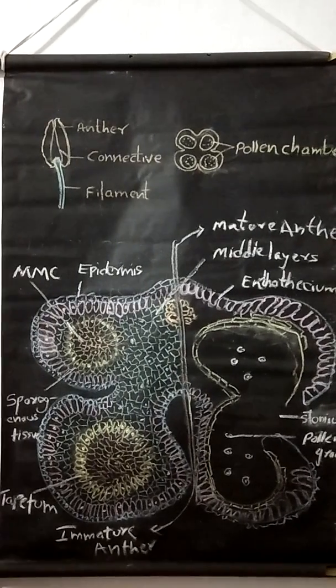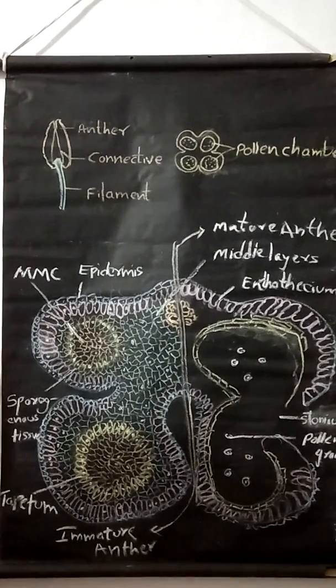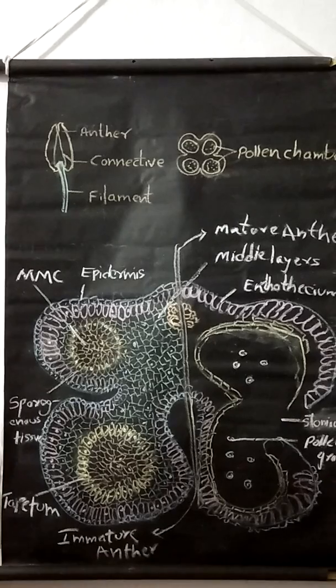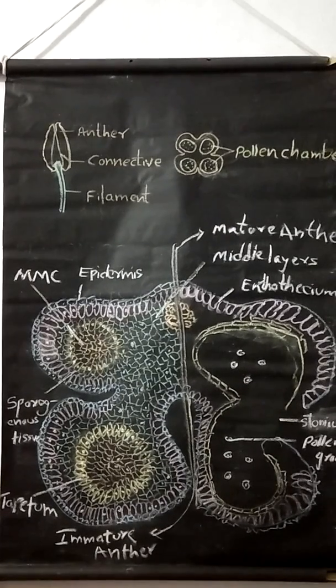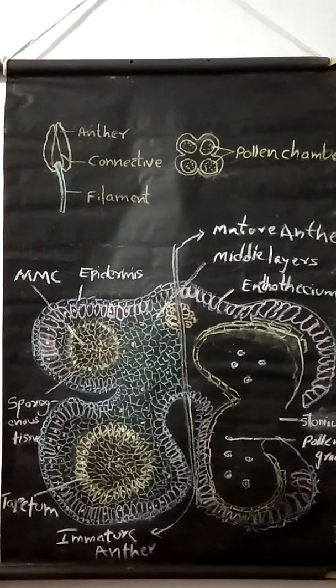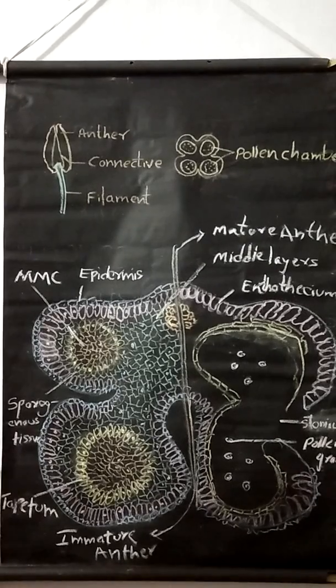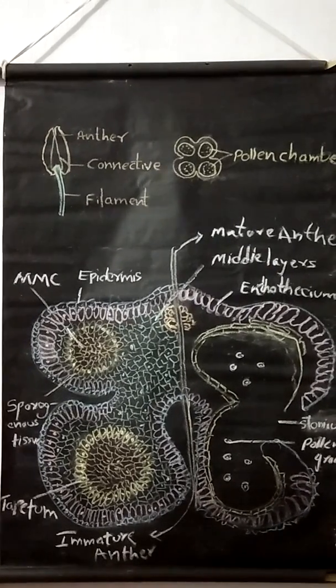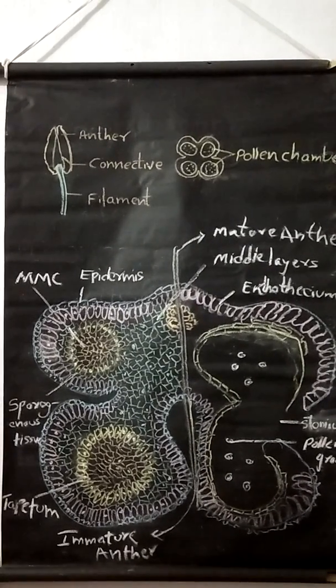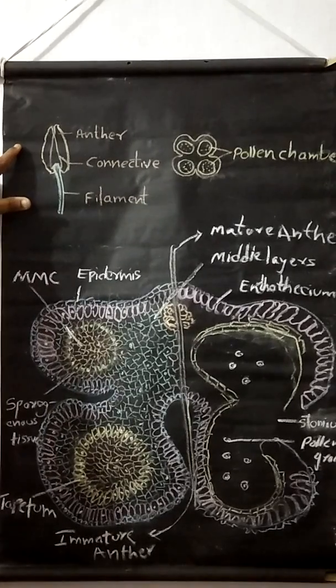Today we are going to study TS of Anther. Before starting this concept, we have to know what a stamen is. The stamen is the male reproductive organ of the flower. Typically, it consists of two distinct parts: a lower sterile part, the filament, and the upper fertile part, the anther.